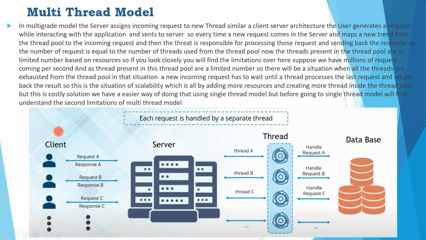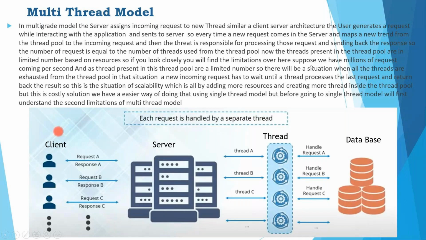The thread is responsible for processing those requests and sending back the response. So the number of requests is equal to the number of threads. Yes, thread A, thread B, thread C, each one from the thread pool. Now the threads present in the thread pool are in limited number based on the resources. So if you look closely, you will find the limitation over here.